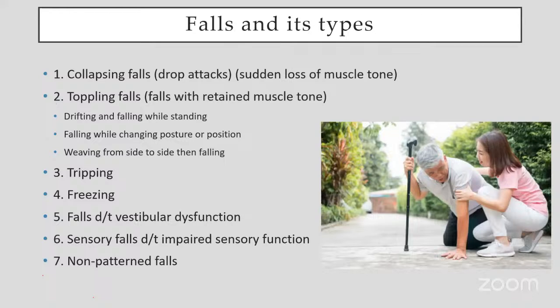So moving on to falls and their types. Falls are mainly of seven types. The first is collapsing falls, that is drop attacks. This is due to sudden loss in muscle tone. Toppling falls are falls with retained muscle tone. This can occur as drifting and falling while standing, or falling while changing posture or position, or due to weaving from side to side and then falling. Other types of falls are tripping, freezing, falls due to vestibular dysfunction, sensory falls due to impaired sensory function, and non-patterned falls.